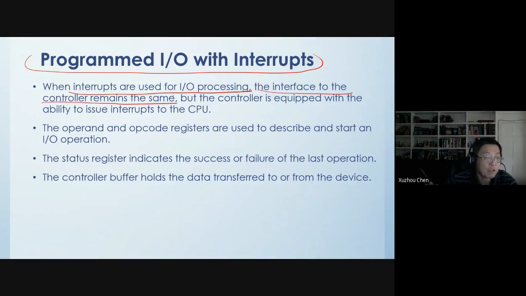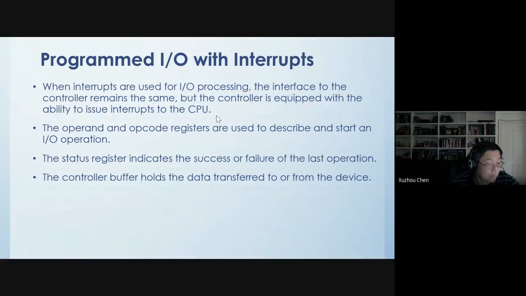So there's no difference between the programmed I/O with polling and the programmed I/O with interrupt in terms of the I/O interface. However, this time the controller is equipped with the ability to issue interrupts. So the controller can send the interrupt to the CPU. Okay, now how does this work?